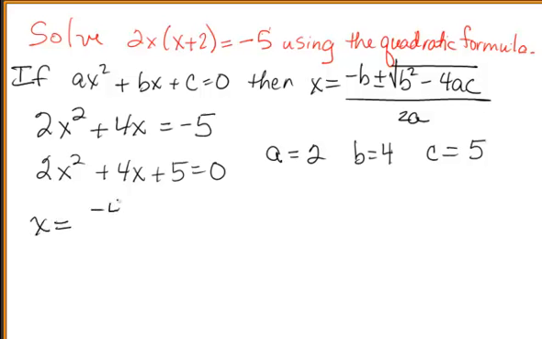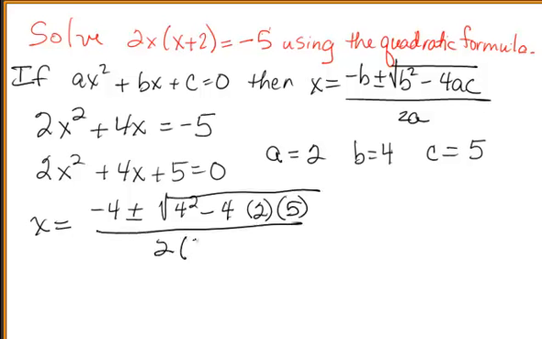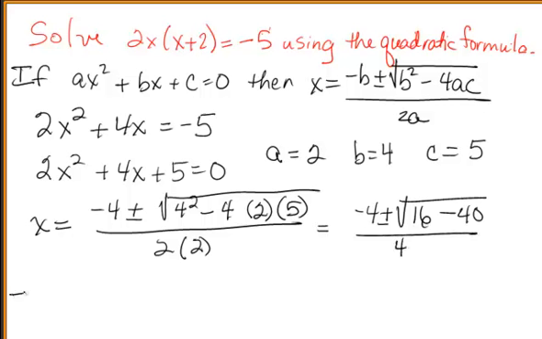x equals negative b plus or minus the square root of b squared minus 4, a is 2, c is 5, all of that over 2 times a. So negative 4 plus or minus the square root of 16 minus 40 over 4. Let's break this into two fractions. Negative 4 over 4 plus or minus the square root of negative 24 over 4.